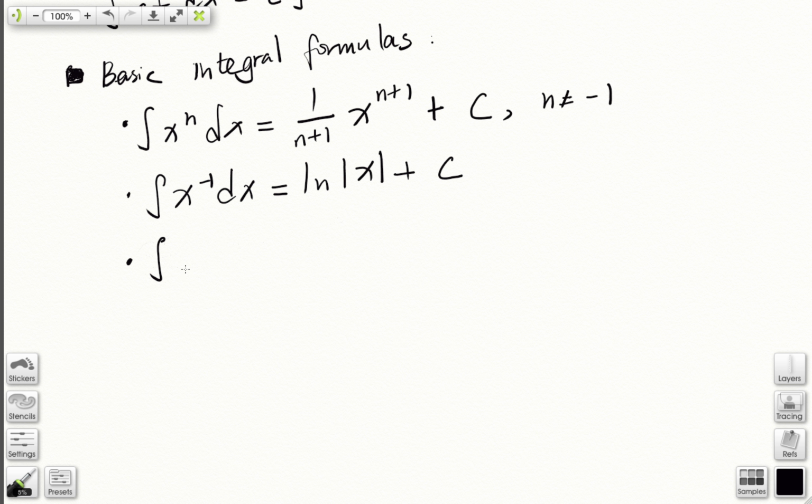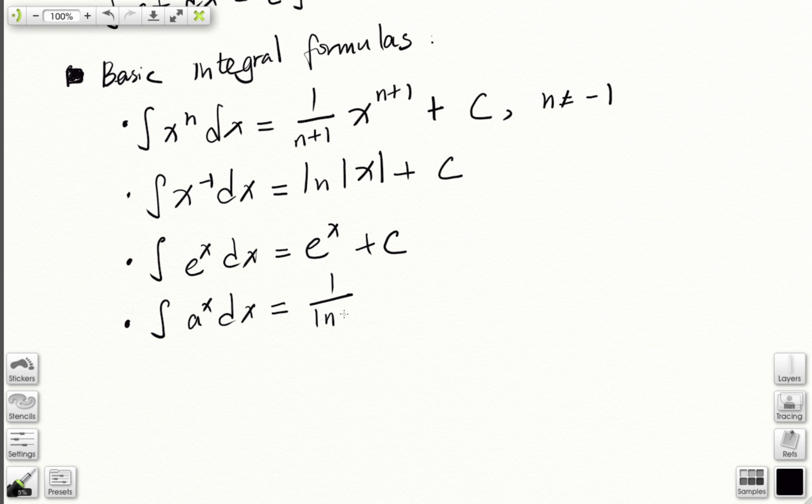As for the third one, we have the integral of e to the x equals e to the x plus c. It just remains the same. And also the integral of a to the power x, where a is a constant, equals 1 over ln a times a to the x plus c.